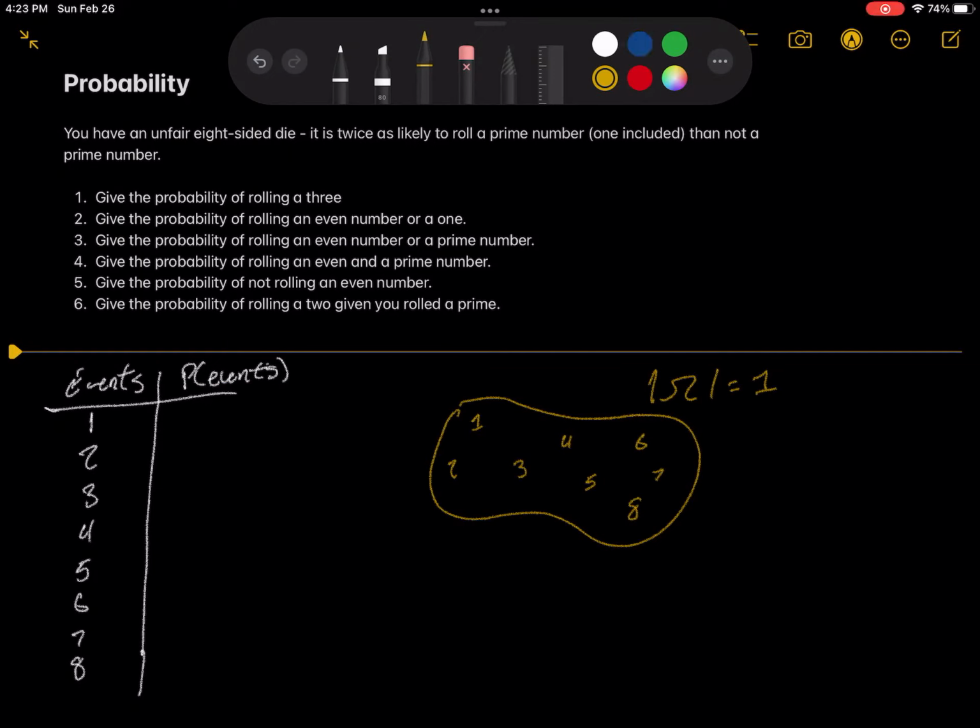Now let's find all the primes, including 1: 2, 3, skip 4, 5, skip 6, 7, and not 8. The prime numbers are supposed to take up twice as much space as all the other numbers. So however much area that takes up, and that takes up, and that takes up, and that takes up, and this takes up. This is supposed to take up only one of those. This is supposed to take up only one of those. And this 8 is supposed to only take up one of those.